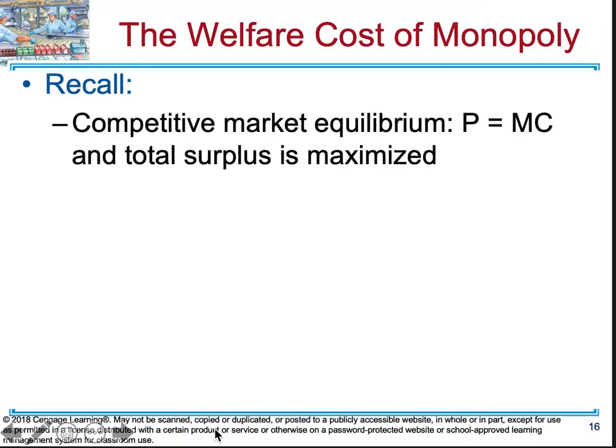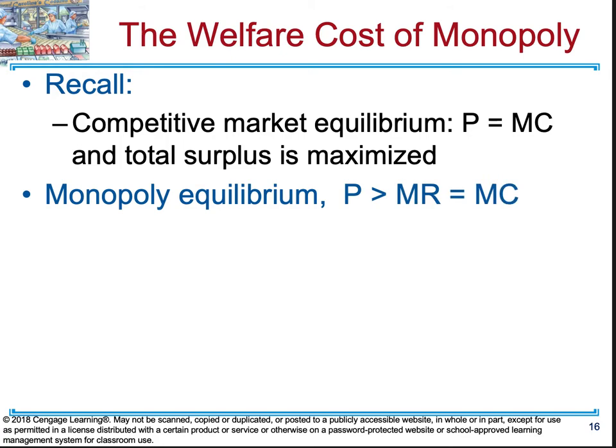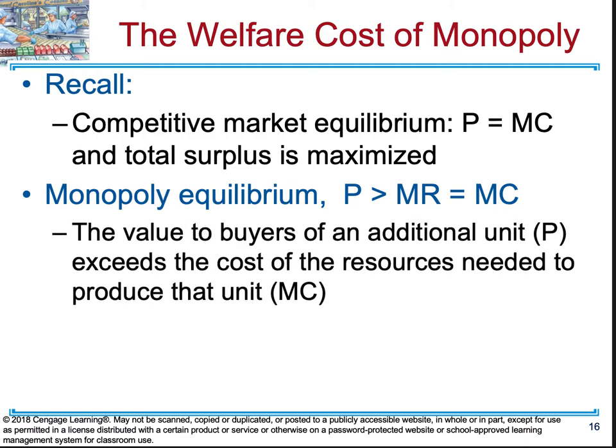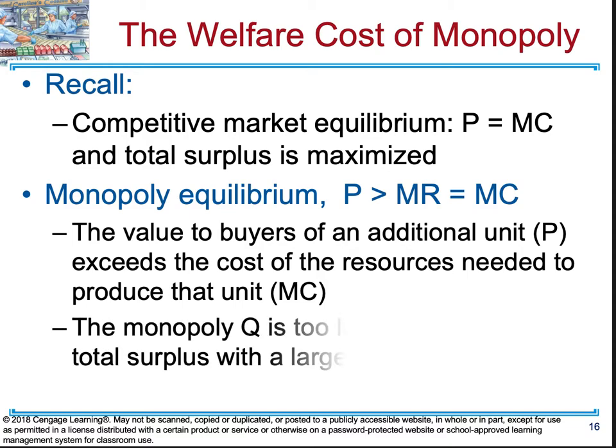Okay, so the welfare cost of monopoly. A competitive industry is where price equals marginal cost, and our total surplus is maximized. In monopoly equilibrium, price is greater than marginal cost, our profit maximizing condition. So the value to buyers of an additional unit exceeds the cost of the resources needed to produce that unit. So the monopoly quantity is too low. You could increase total surplus with a larger quantity.